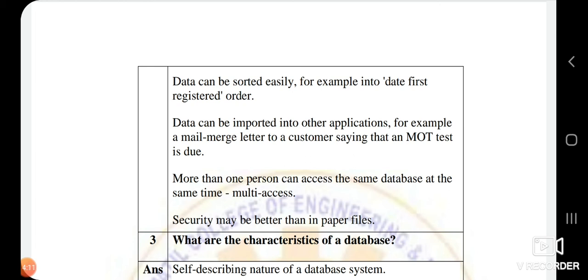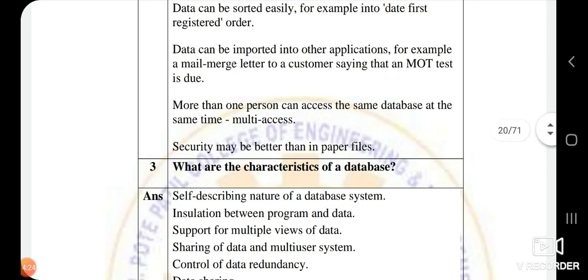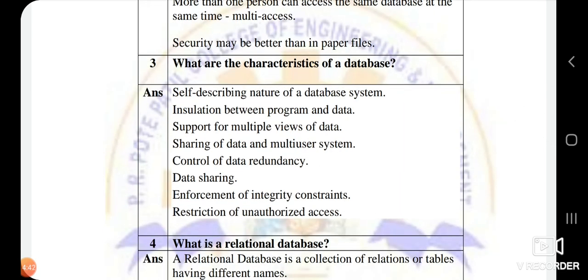It can be imported into applications. So due to mail merge, there are certain things you can do directly. Likewise, suppose there is a huge data, you can directly merge it into a particular application, and then you can use it. More than one person can access the same data at the same time, multiple access. The same data can be accessed by multiple users. So that is a very big advantage. Now these are the various advantages or needs. And security is 1000 times better than in a paper file. Obviously security is a lot better. So these are the different needs. That is why a database is required.